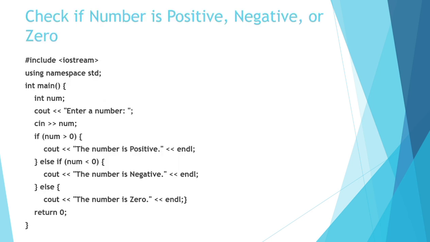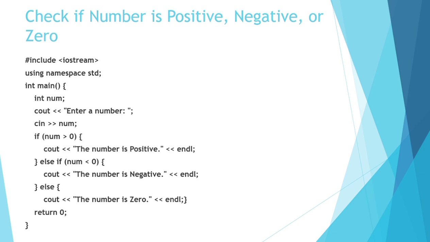After that we have a program to check if number is positive, negative, or 0. This C++ program determines whether a user-inputted number is positive, negative, or 0 using conditional statements. It first declares an integer variable number and prompts the user to enter a number using cin. The program then checks the value of number using an if-else structure. If number is greater than 0, it prints the number is positive, indicating that the input is a positive number.